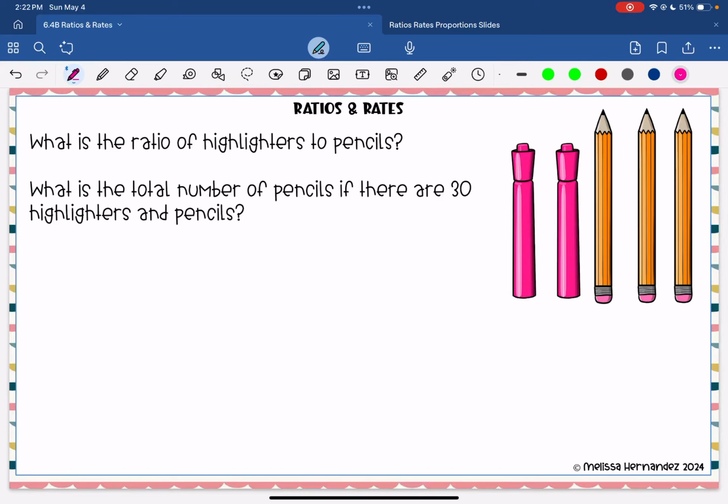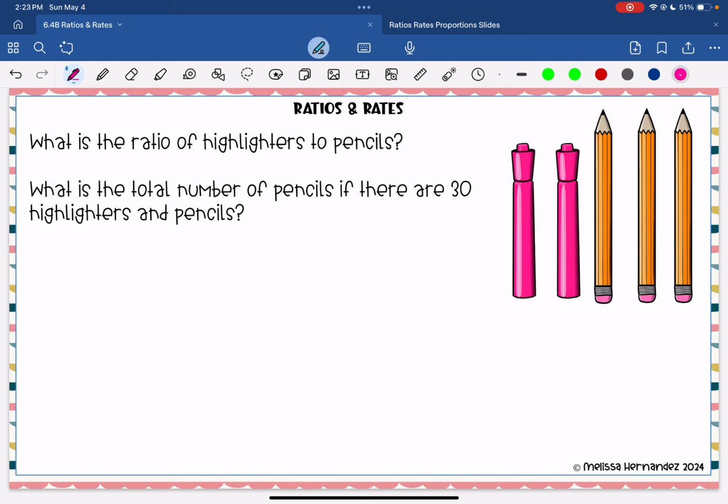Today's video, we're going to focus on ratios and rates. Just keep in mind a ratio can describe part to part or part to whole. In this example, you see 2 pink highlighters to 3 pencils. So if you were doing part to part, you would either compare the highlighters to the pencils or pencils to the highlighters. Or if you're talking about part to whole, it could be highlighters to the total supplies or pencils to the total supplies. So it's asking, what is the ratio of highlighters to pencils?